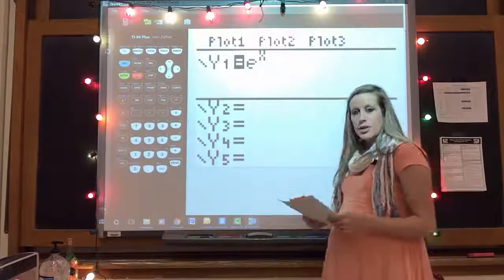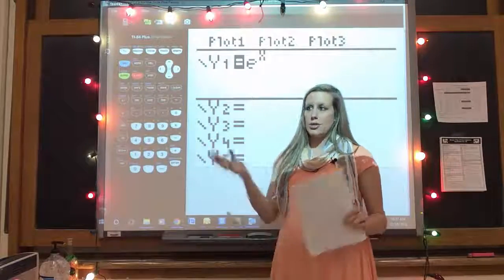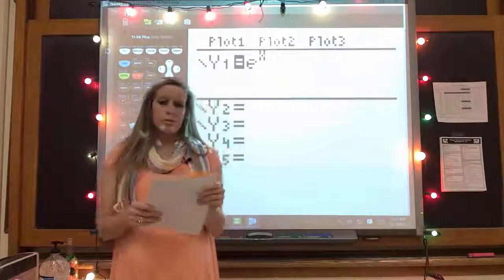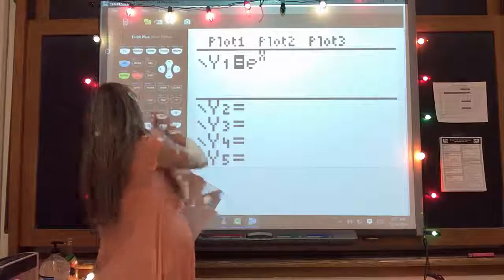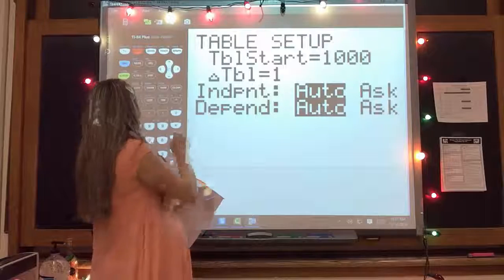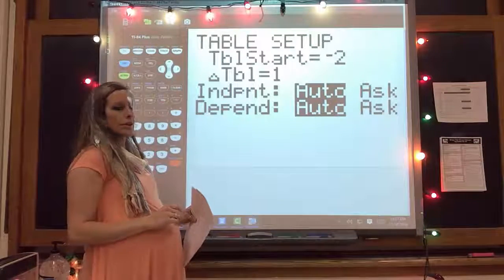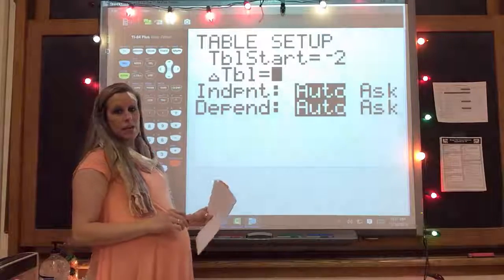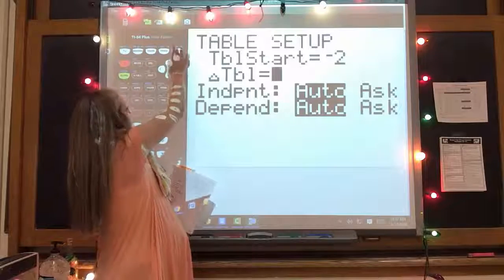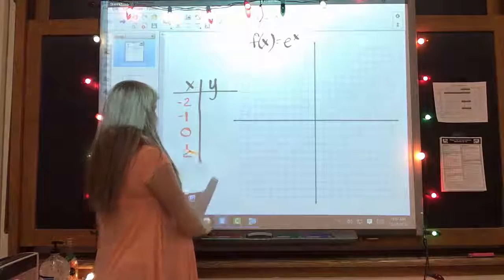Once you have that, you want to go to your table. Now, if you remember, we have our table set to go to 1,000,000, right? So we need to change that. We want our table to go to -2 for this problem. So go to your table set, second window. Let's change it to -2. Enter. Now go to your table. Fill out the table on your notes. So second graph. All right. And it shows us our table.